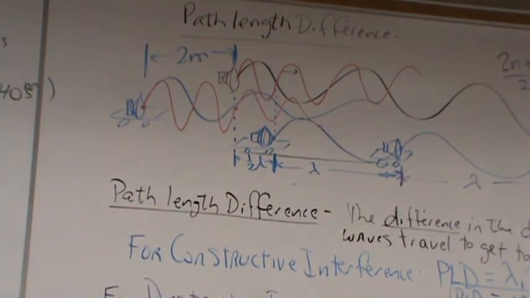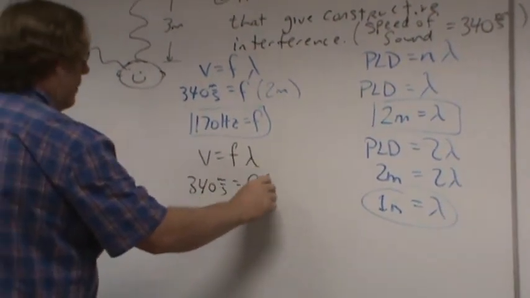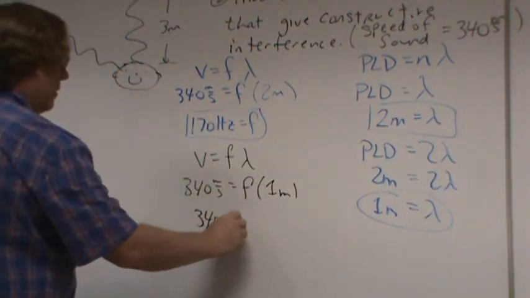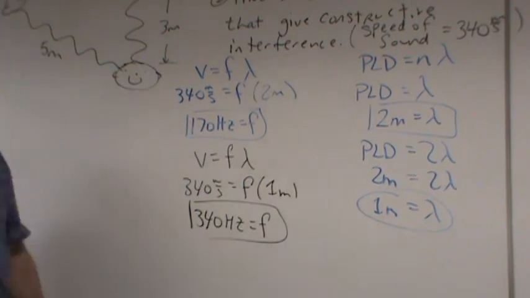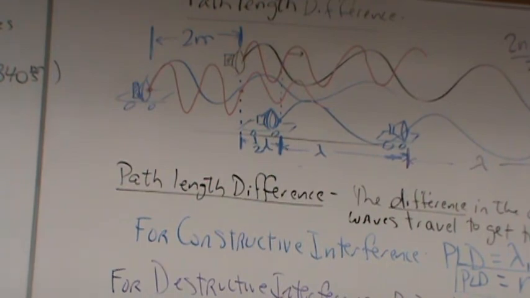I'm hoping that's making sense to you guys, because that's what's happening. So now I'm going to do v equals f lambda. So I got 340 meters per second equals f times 1 meter, because that's what the wavelength is now. And so I get 340 hertz. So those are the two frequencies that I'm going to get constructive interference on, 170 and 340. 170 is like the blue wave, and 340 is like the red wave. For 340, I got a path length difference of 2 lambda. For 170, I got a path length difference of 1 lambda. Any question or problem on that before I have you guys do one on your own?